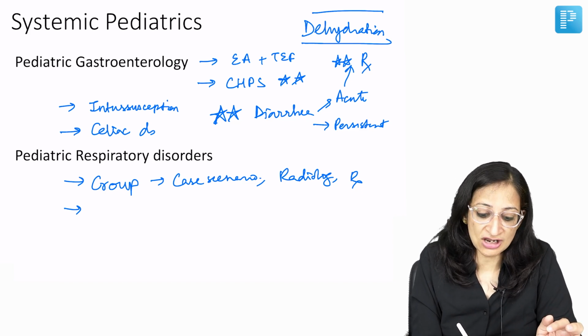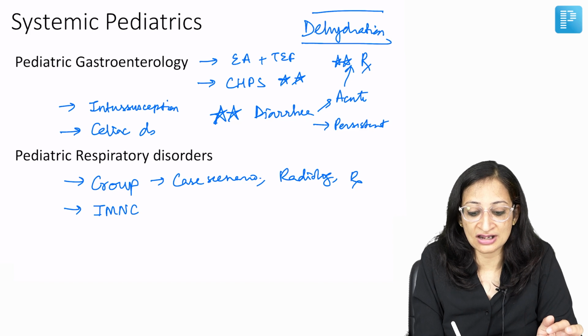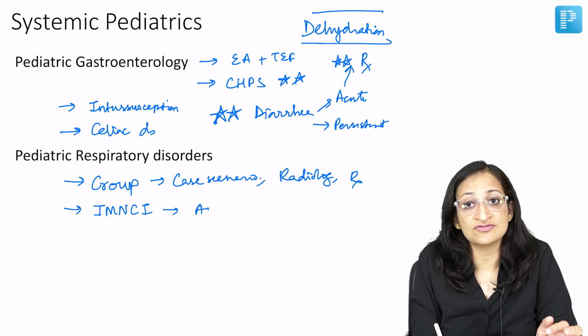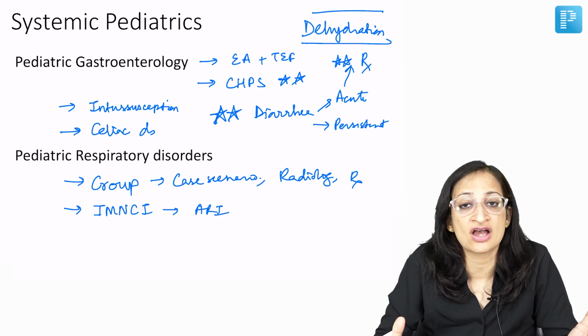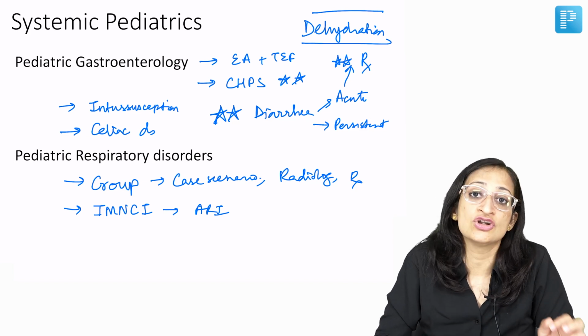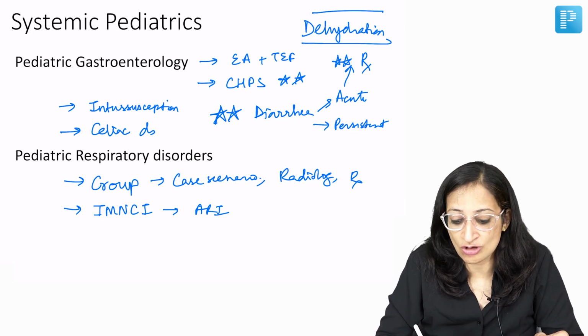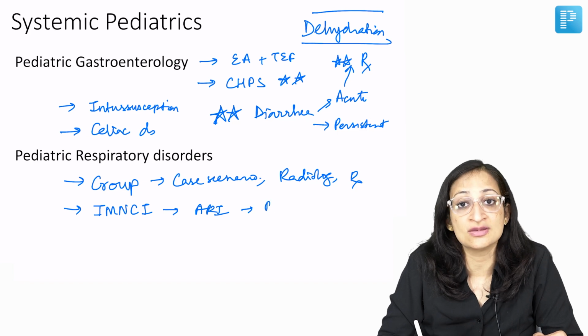Apart from that, you need to remember the IMNCI guidelines for acute respiratory infection in children. So when do you call it pneumonia? When do you call it very severe disease? When do you call it no pneumonia, cough and cold? And also, the treatment part is important.